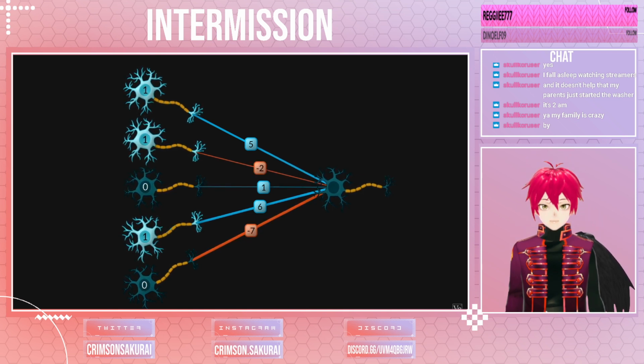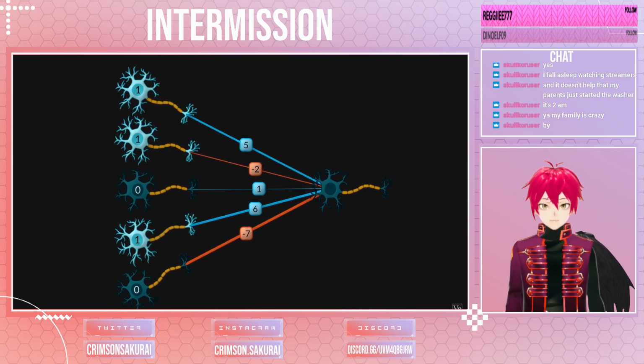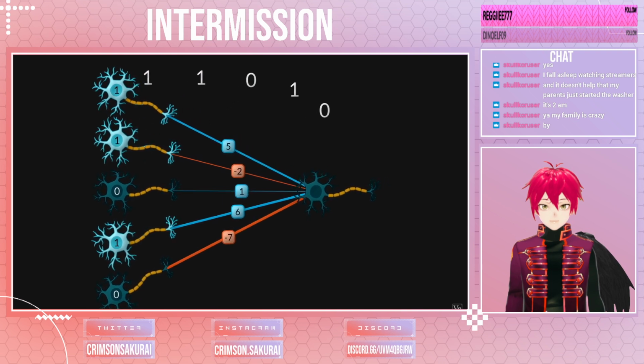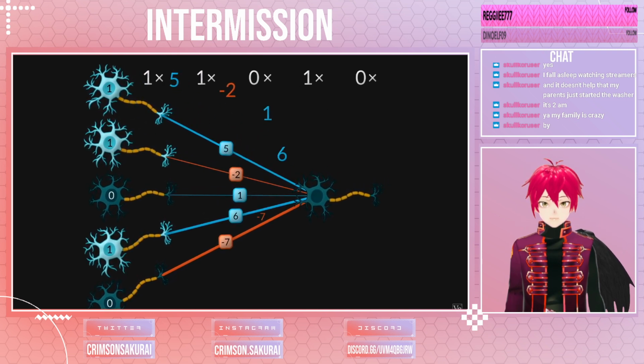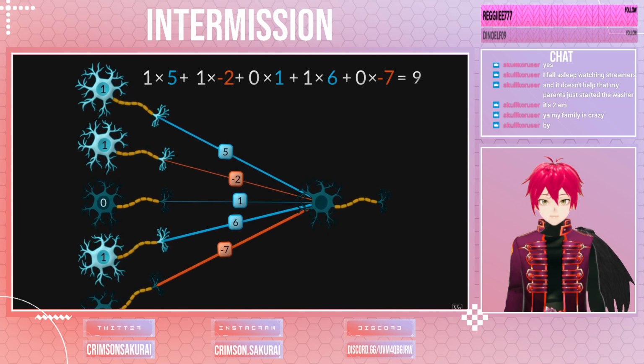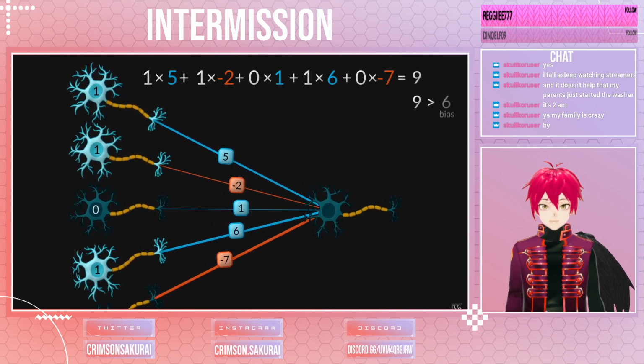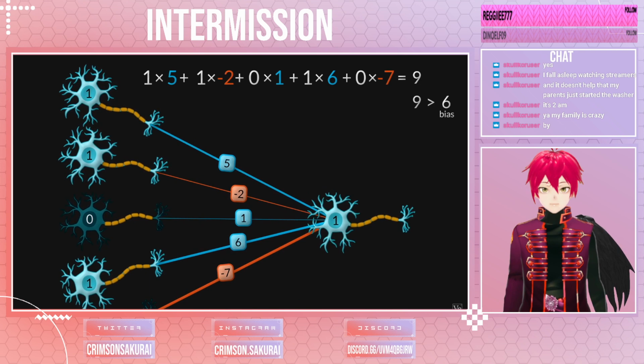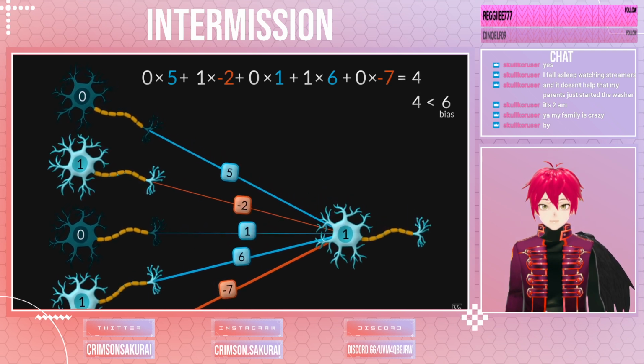And the way to figure out whether a particular neuron fires is to take the activation of each input neuron and multiply by its weight, and then add these all together. If their sum is greater than some number, called the bias, then the neuron fires. But if it's less than that, the neuron doesn't fire.